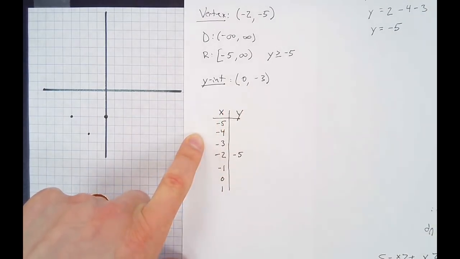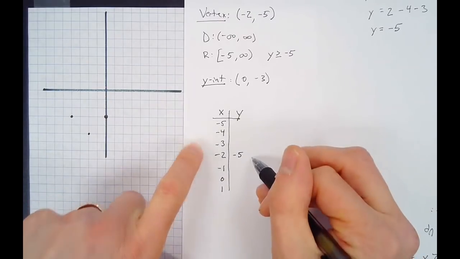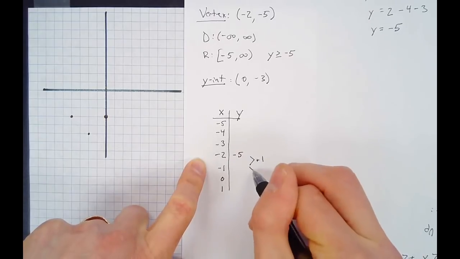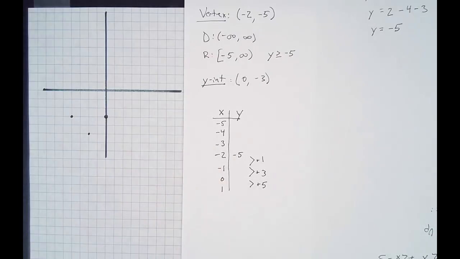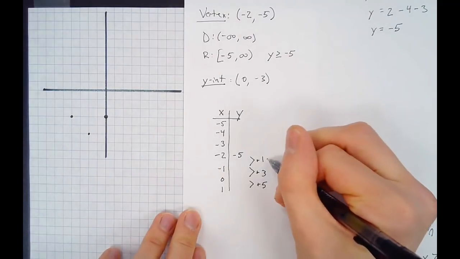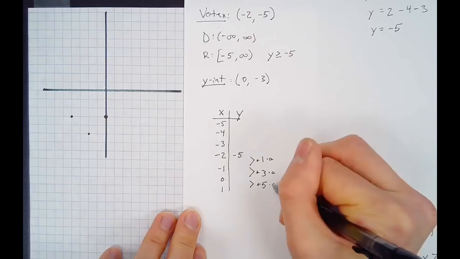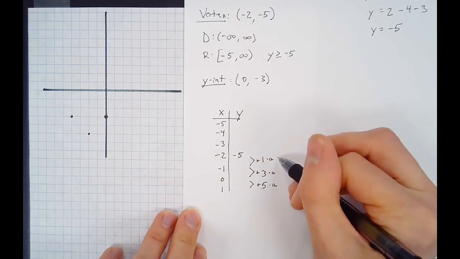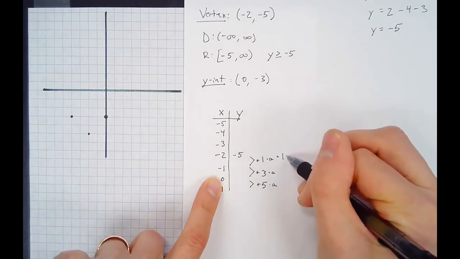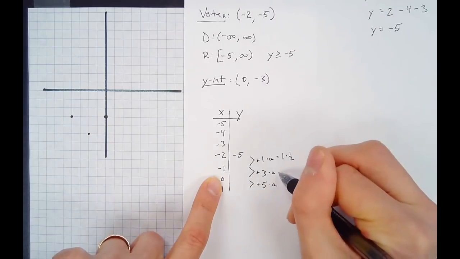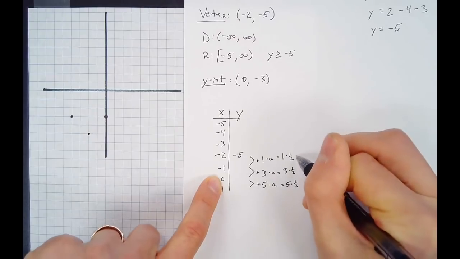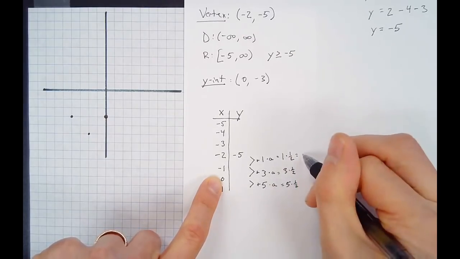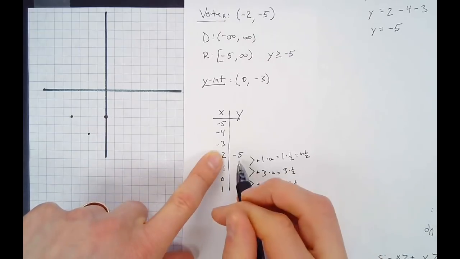And I will use a pattern that I know about quadratic equations, and that is that they increase by a pattern of increasing odd numbers: 1, 3, 5. However, I also have to remember to multiply by whatever the a value is. So in this particular problem, it's going to be 1 times 1/2, 3 times 1/2, 5 times 1/2. 1 times 1/2 is 1/2. So my value is going to increase. So negative 5 plus 1/2 will give me negative 4.5.